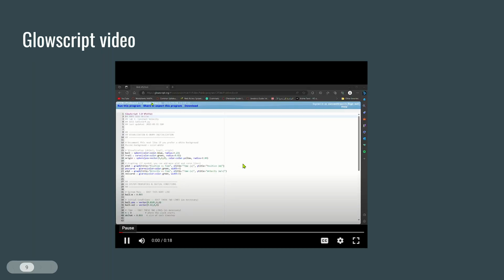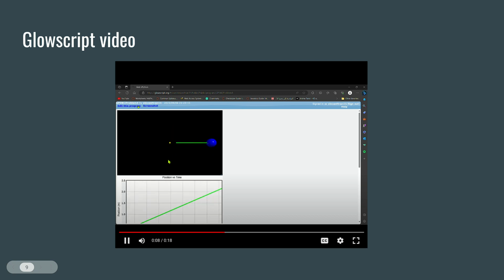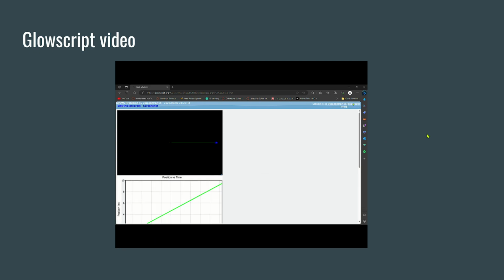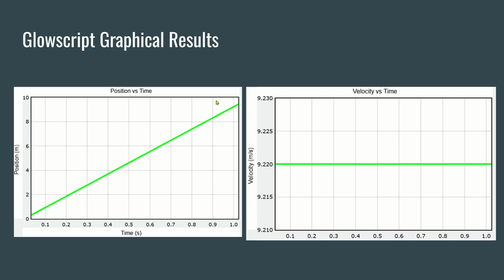And here is a video of me running my program. And this shows the computational model, which is really similar to the Tracker model that I showed earlier. Same thing, the object moved from left to right. And also, here are the graphical results from my computational model. The left graph shows position versus time, so as time increases, position also increases, resulting in a positive slope, while velocity versus time results in a constant slope of 9.22 meters per second.